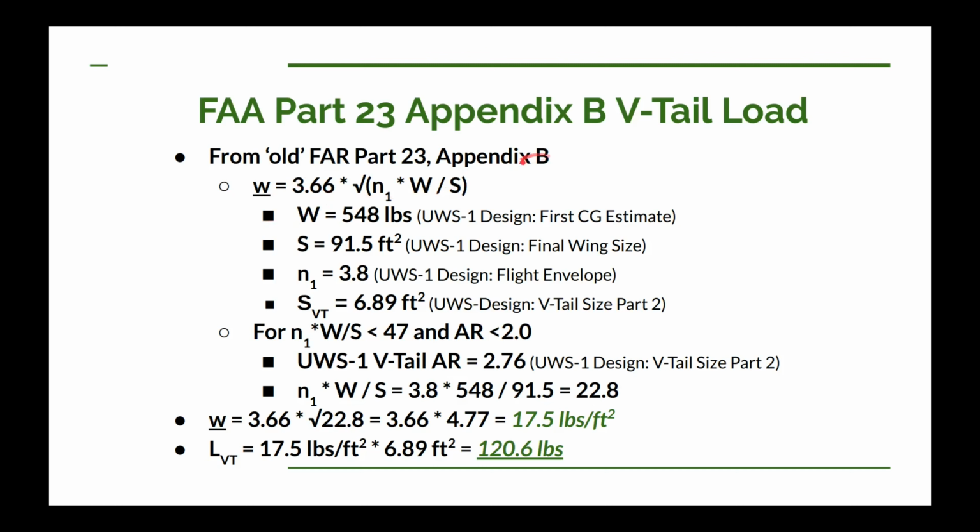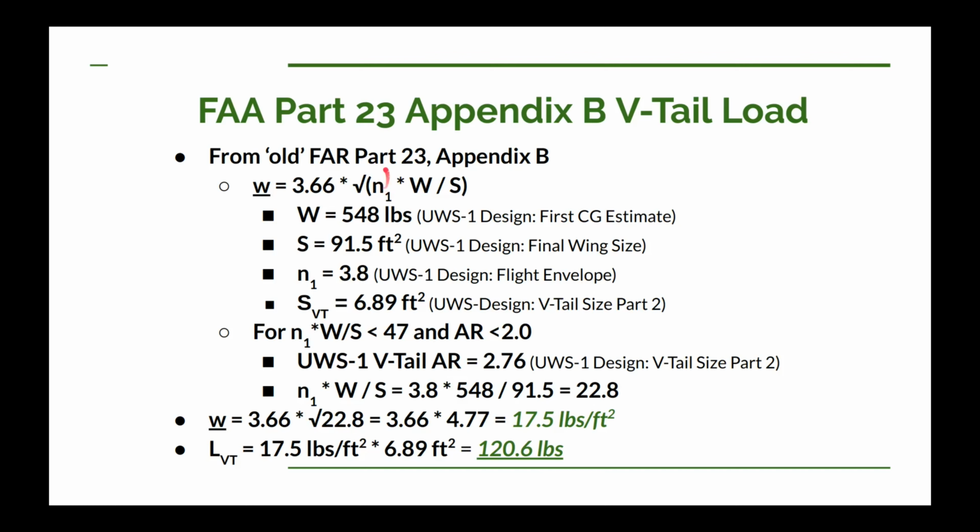Using that appendix calculation, we can come up with the design maneuvering wing load. And this load would be in something like pounds per square foot. Now, if you want to know what the total load is, you find the surface area of your vertical tail, multiply it by this number, and that would give you the total load. And here's the equation to use.